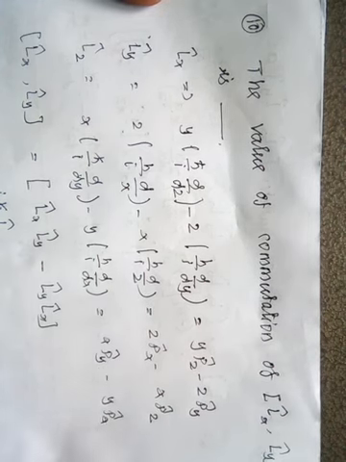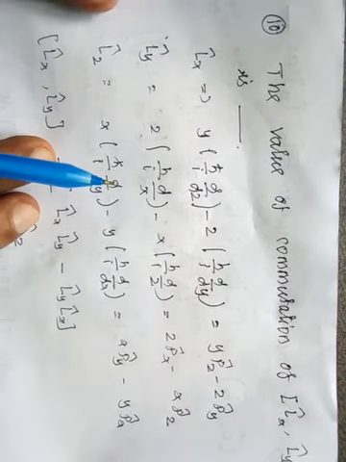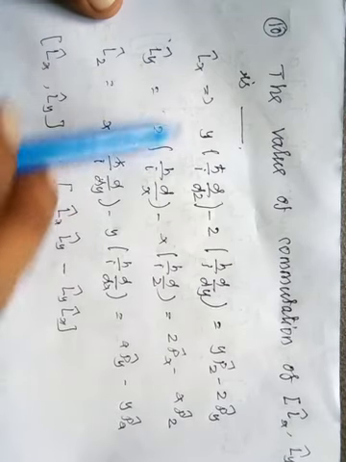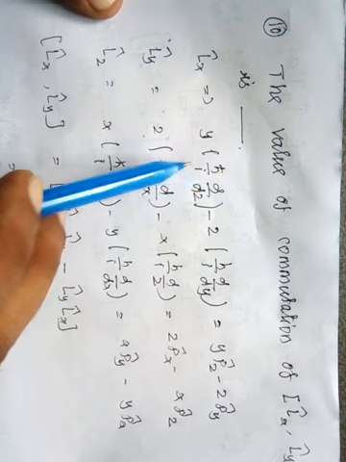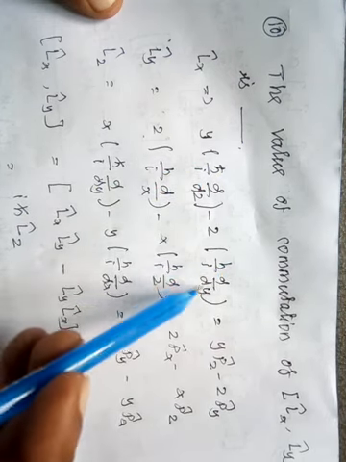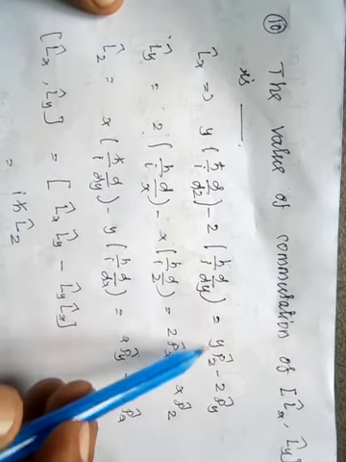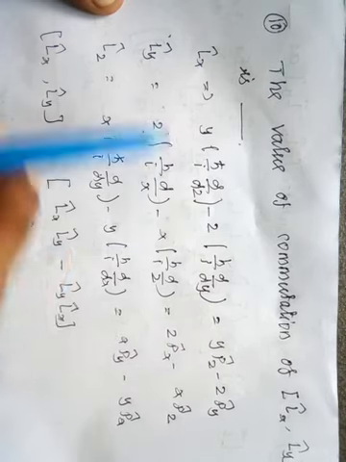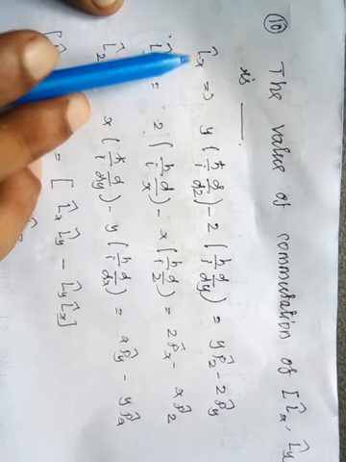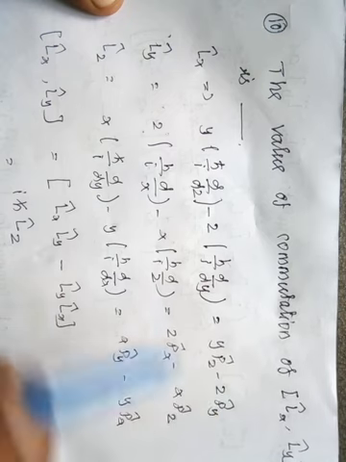The value of the commutation of Lx and Ly. These are the angular momentum operators. Lx is equal to y h cut by i d by dz minus z h cut by i d by dy. We can simplify this into y pz minus z py. This is the simplified form of this equation. So Lx, the angular momentum operator, becomes y pz minus z py.